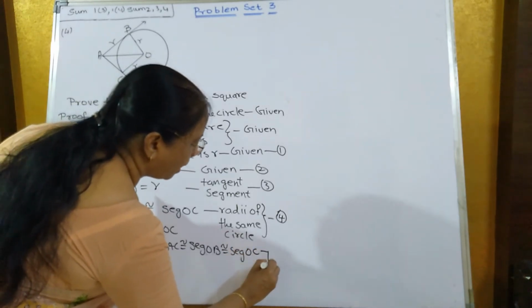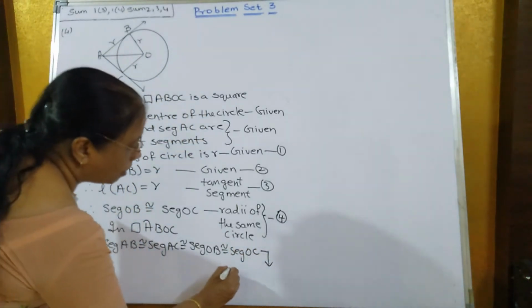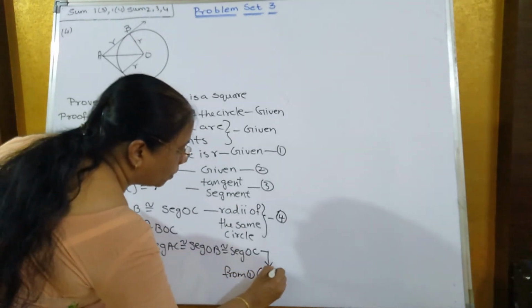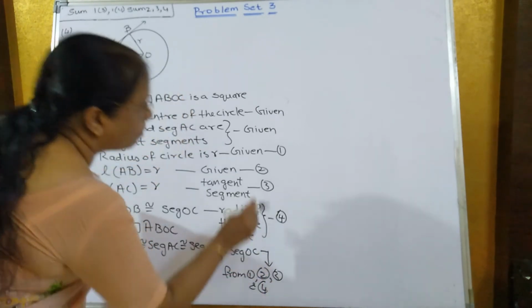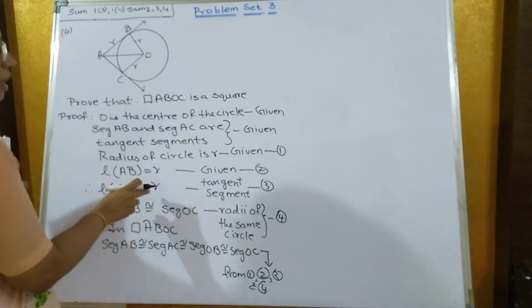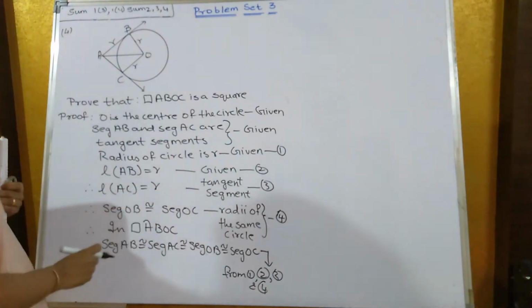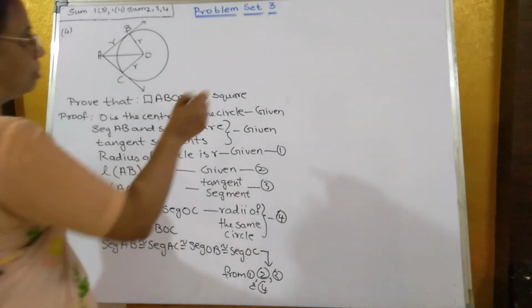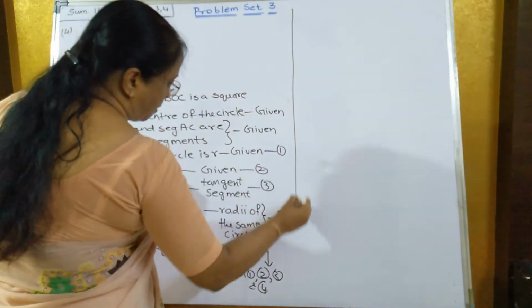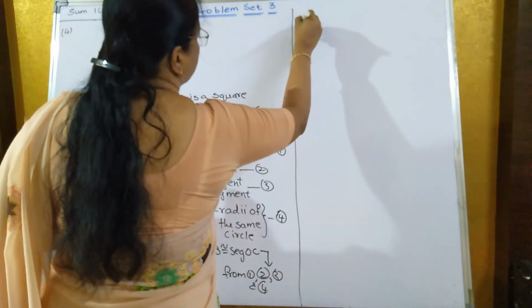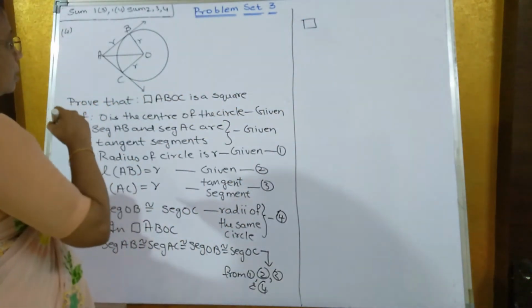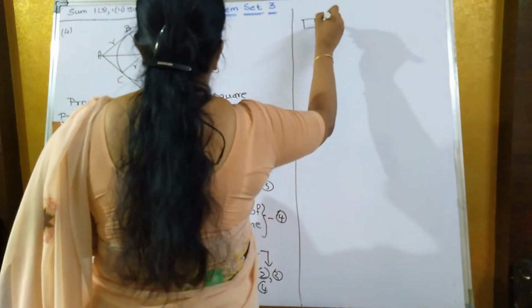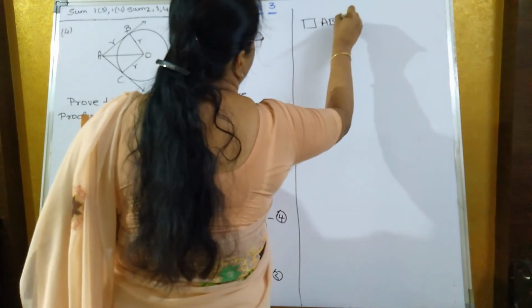Reason, what will you write over here? The reason I've written below: from 1, 2, 3 and 4 we come to know that all the values of these are how much? R. So the radiuses are, these two are also R. Since all are R, all the segments are congruent. Therefore, if all the sides of a quadrilateral are congruent, then the quadrilateral is a rhombus. Therefore quadrilateral ABOC is a rhombus.